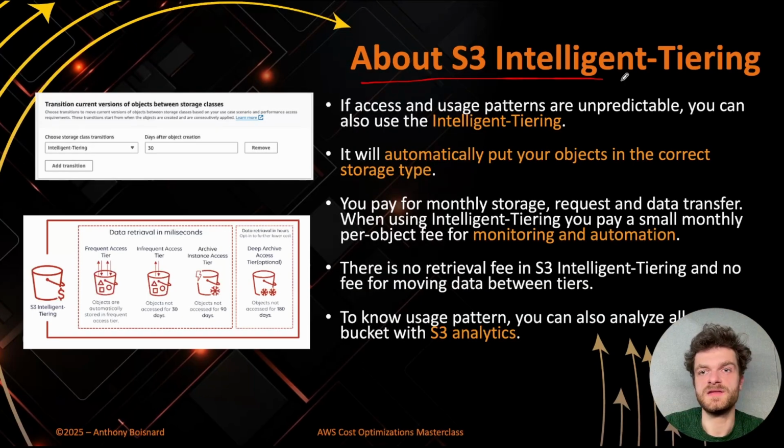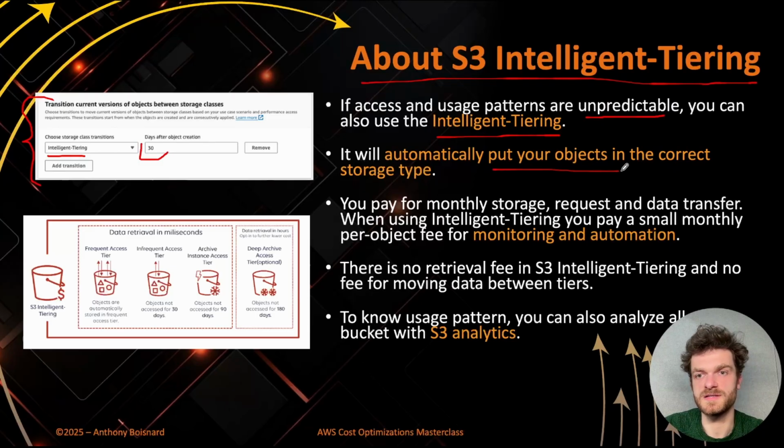About S3 Intelligent-Tiering. If access and usage patterns are unpredictable, you can also use the Intelligent-Tiering storage class. In your lifecycle policy here, just choose Intelligent-Tiering, and let's say, for example, after 30 days. It will automatically put your objects in the correct storage type.